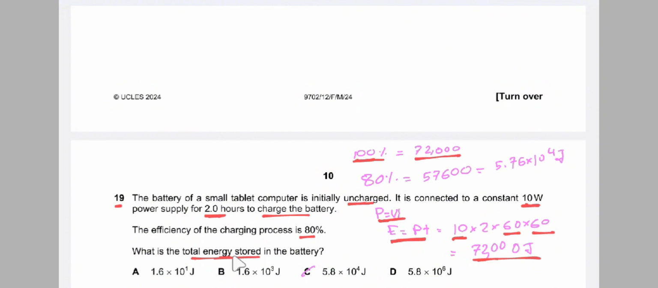And after the energy is stored in the battery, the charging process is 80%. That means 80% of the energy is stored in the battery. So 80% is this much energy, that is 5.76 times 10 to the power 4, approximately 5.8 times 10 to the power 4. This energy is stored in the battery after the charging process.